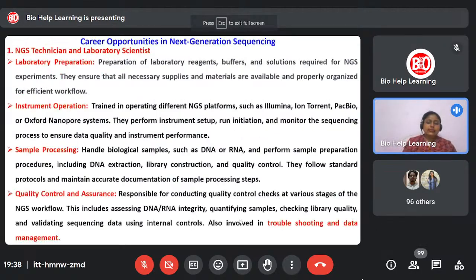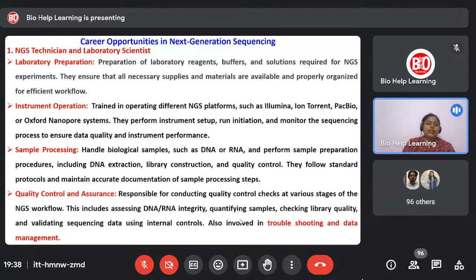Next are the career opportunities in NGS sequencing. The first, most important and basic level of starting your career in the field of bioinformatics is the NGS technician, like a laboratory researcher. Initially, they go through laboratory preparation, like preparing buffers and solutions for NGS experiments. Then they check the operations of various platforms like Illumina, Ion Torrent, PacBio, and Oxford Nanopore systems. After that, they set up the overall instrument, initiate the run, and proceed with sequencing.